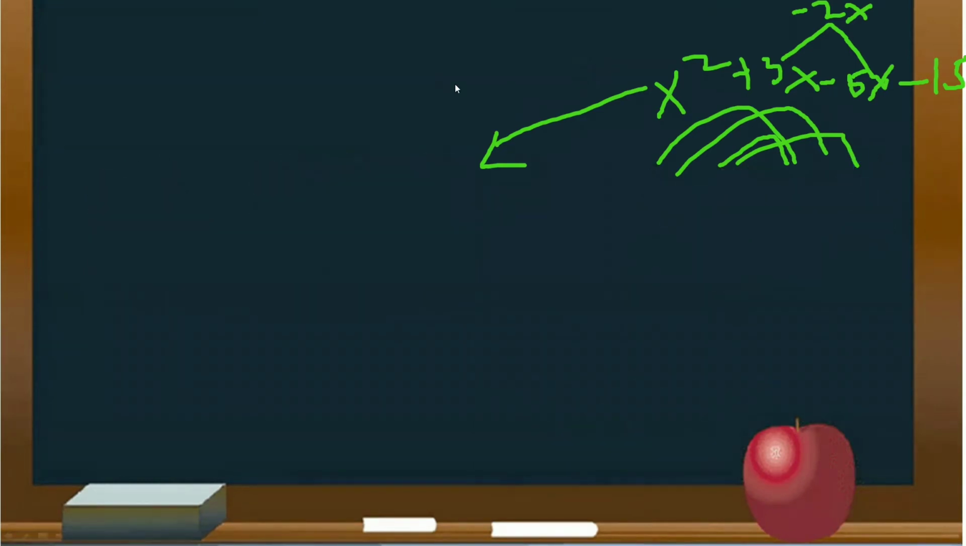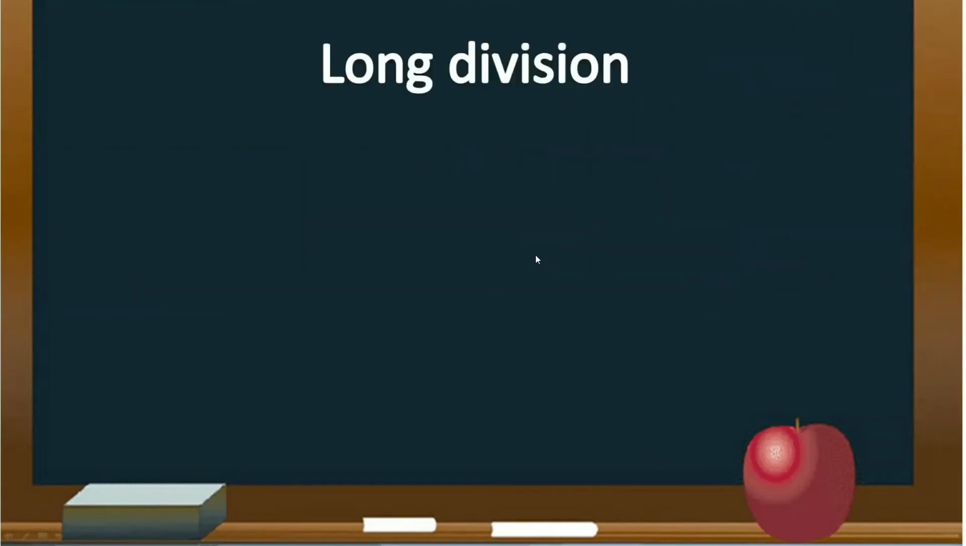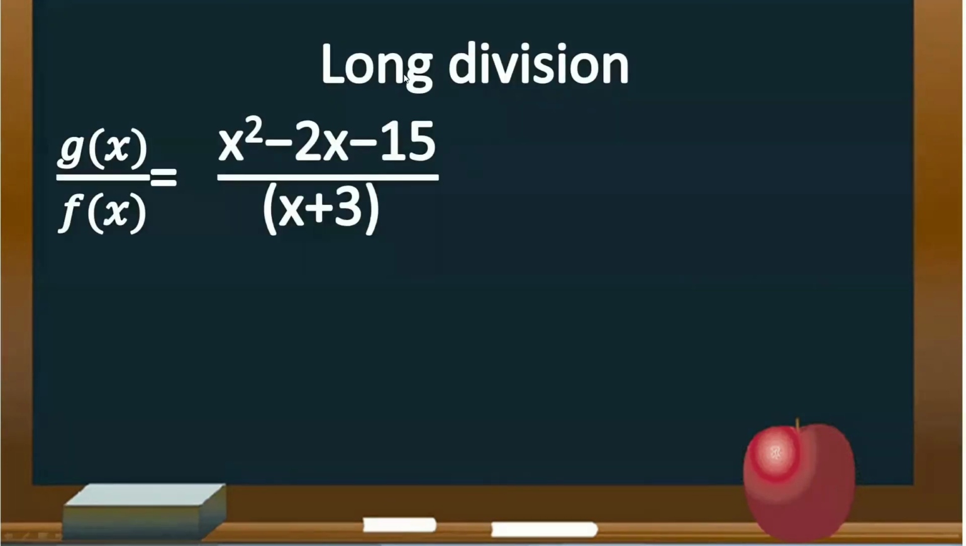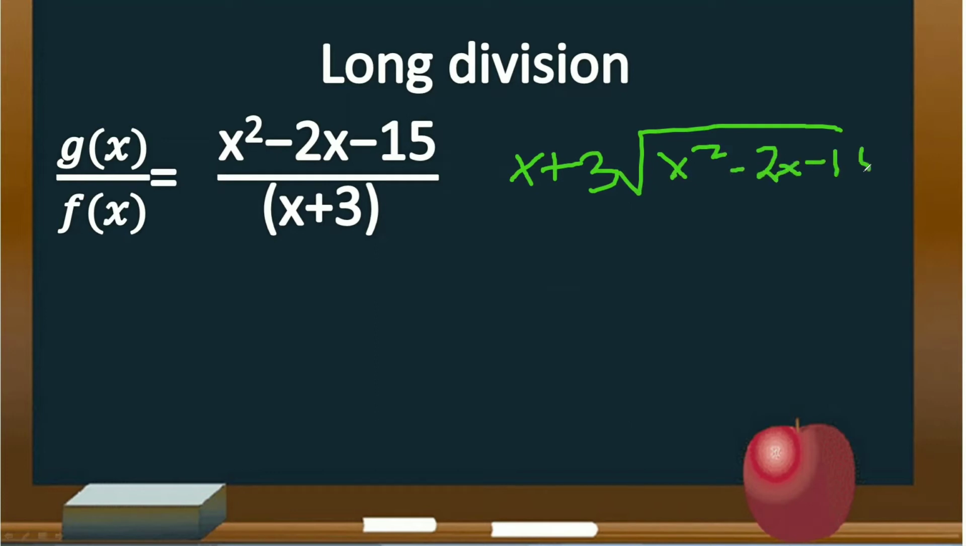Next, how will we solve this function using the long division method? First, we will rewrite x plus 3 and x squared minus 2x minus 15 in this manner. Then we will divide the first term of the dividend by the first term of the divisor, x squared divided by x, that's x. And then we will multiply this pre-quotient to our divisor. So x times x and x times positive 3. We have x squared plus 3x.